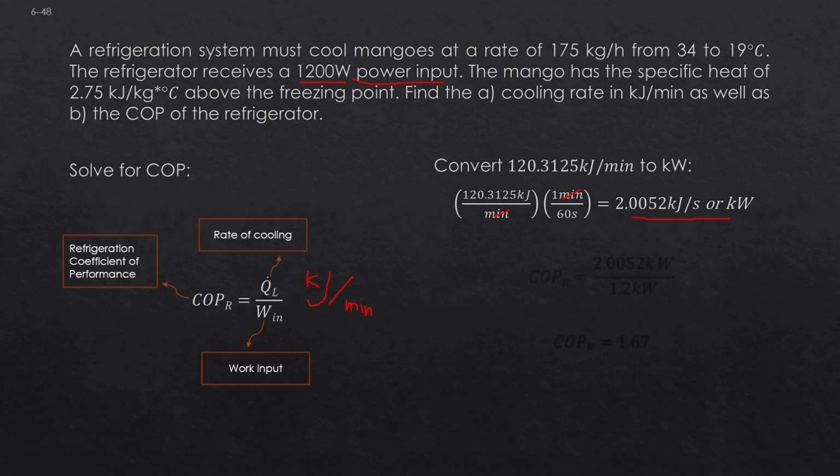Now we can solve for the COP sub R or the coefficient of performance. So coefficient of performance is equal to the rate of cooling, which is 2.0052 kilowatts, over the work input, which is 1.2 kilowatts. Eliminating this unit, we will have COP sub R is equal to 1.67, and this will be our coefficient of performance of the refrigerator.